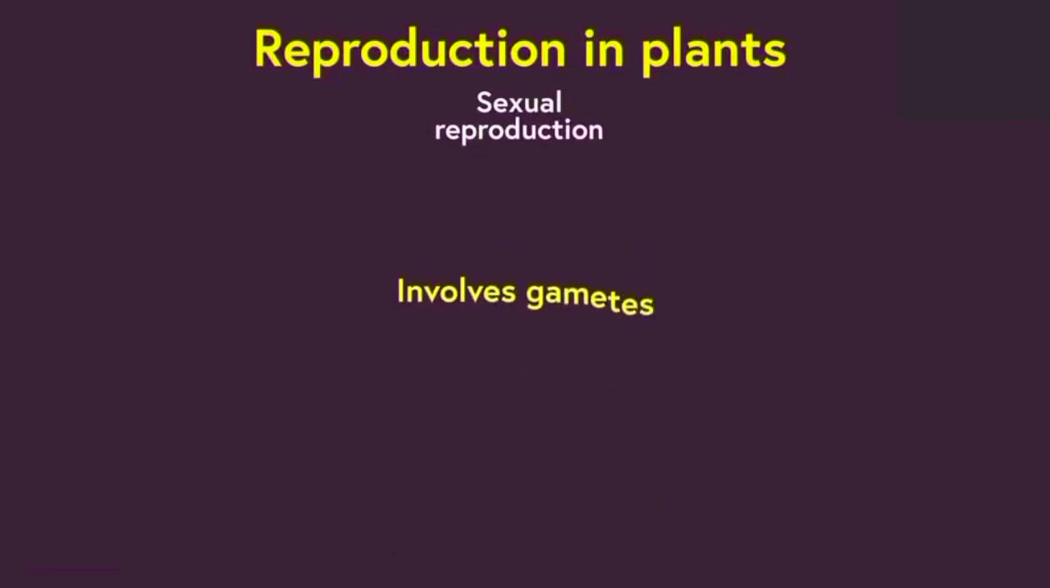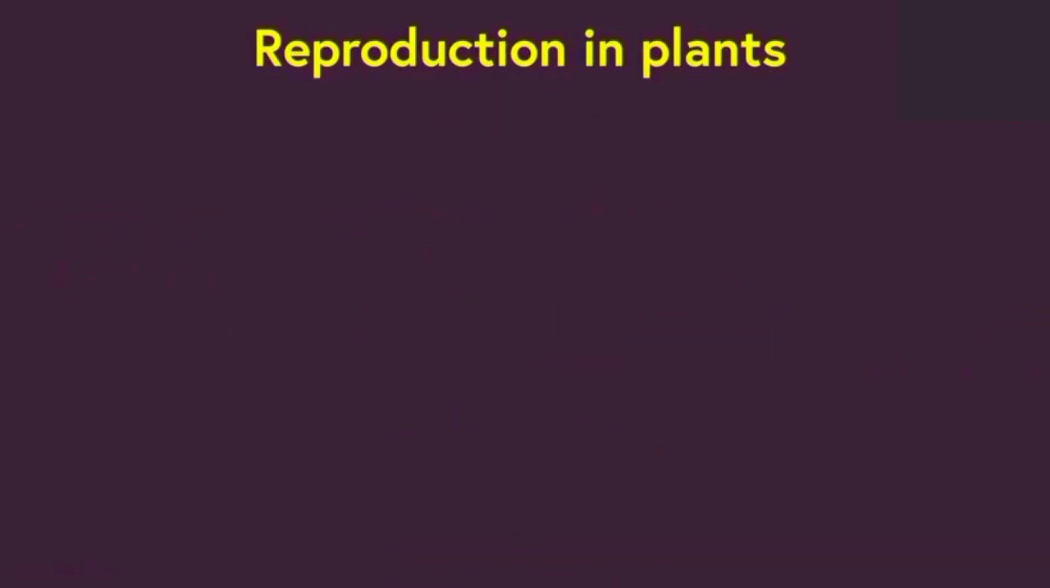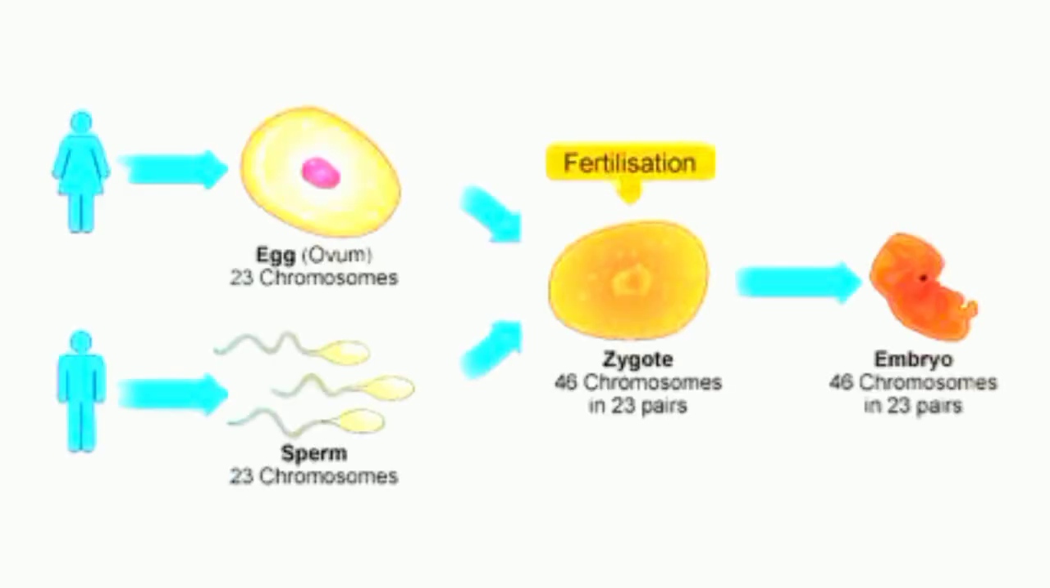Sexual reproduction is a type of reproduction that involves the fusion of gametes. So, a male gamete and a female gamete fuse together to form a zygote, which later develops into a young offspring. In other words, in sexual reproduction, offspring are produced by fusion of two different sex cells or gametes, which usually come from two different parents.